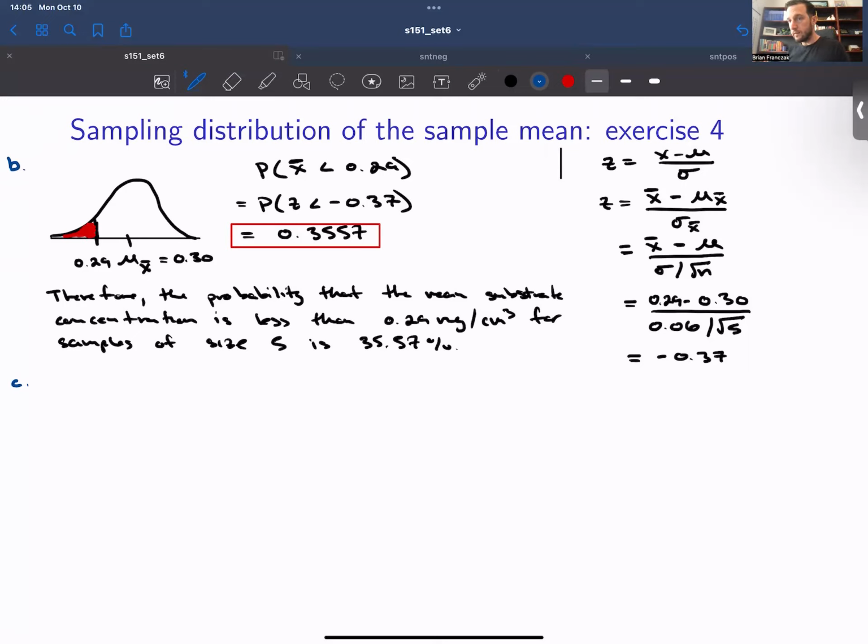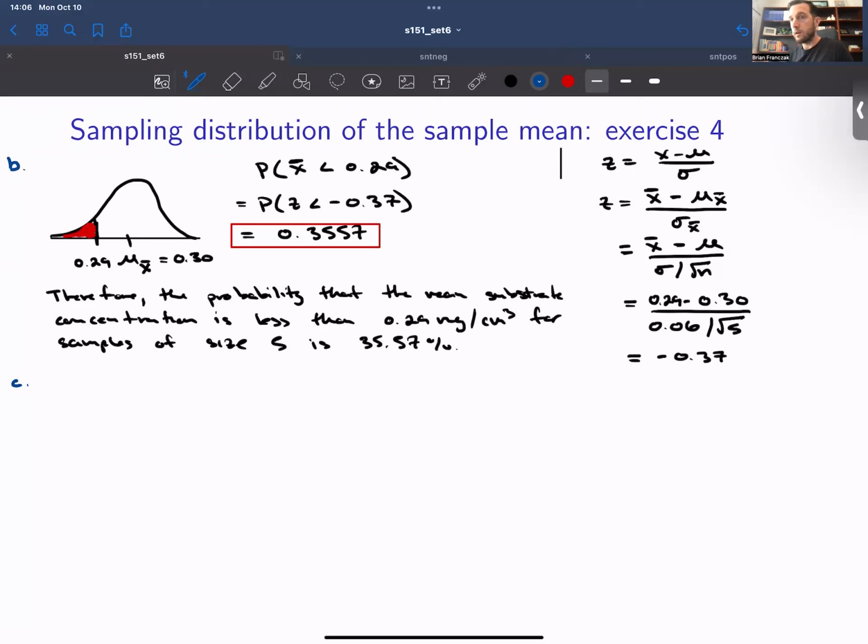Because the variable that we are studying, the substrate concentrations, is normal, that means that all sampling distributions, regardless of sample size, are normal. So in this problem, exercise B, we are studying sampling distributions when n equals 5. And we're asked, what is the probability x bar is less than 0.29?